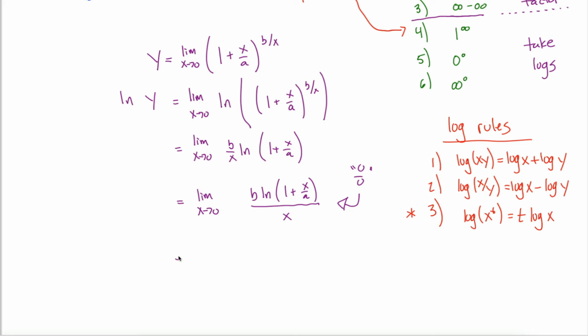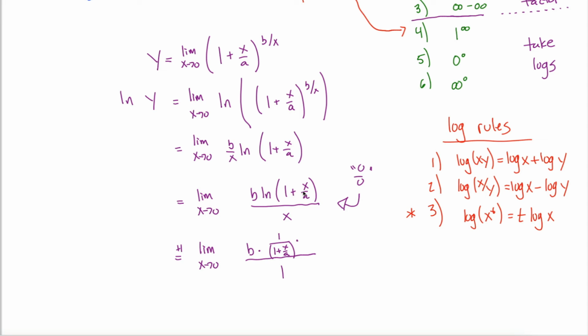That's awesome because that means I can use L'Hopital's rule. L'Hopital's rule says that this limit is the same as the limit as x approaches 0 of the derivative of this divided by the derivative of this. Got to take two derivatives. Let's start with the easy one. The derivative of x is just equal to 1. For the derivative of b times the natural log of 1 plus x over a, this b is just a coefficient, so I'll leave it alone. The derivative of natural log of x is 1 over x, so the derivative of natural log of some stuff is 1 divided by all that stuff, 1 plus x over a, times the derivative of all that stuff. That's a chain rule going on in there.